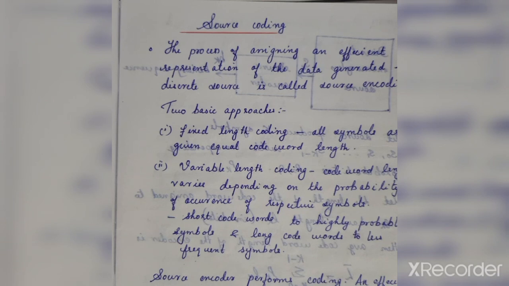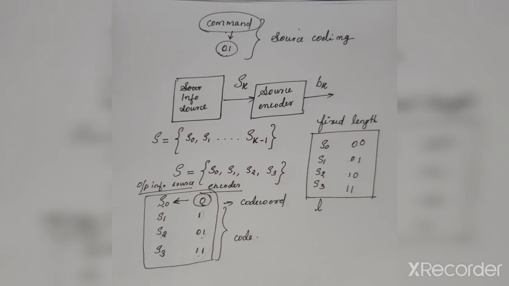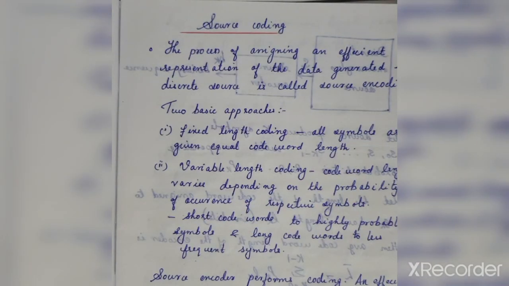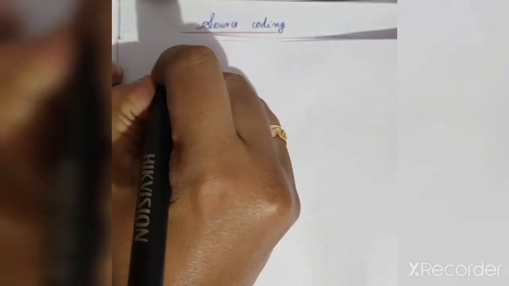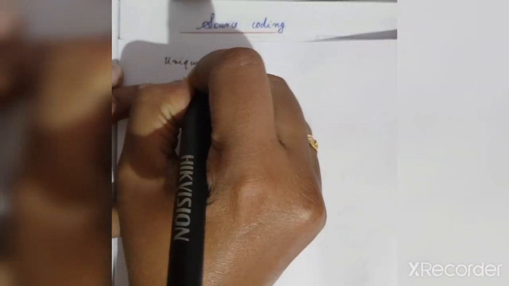Now, one more thing we speak about the source encoder is the two properties that it should bear. One, the output of the encoder should be in binary form. We have already said that it is a function of the binary encoder that it produces binary output. So the first property is that the output should be in binary format, and the second property is that the output the encoder produces should be uniquely decodable.